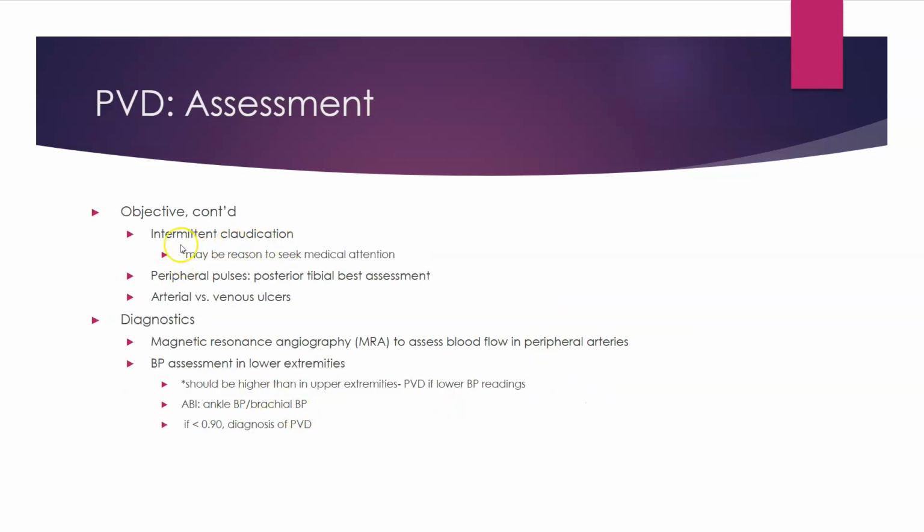Intermittent claudication is one of the big things with this. We talked about that before. Check peripheral pulses, checking the feet and making sure pulses are equal and strong bilaterally, at least a 2+. And then of course look for any ulcerations. For diagnostics, magnetic resonance angiography looks at the blood flow in these peripheral arteries so you can see how much flow they're having. You can do a blood pressure assessment with this, looking at the ankle brachial index. You take the ankle blood pressure divided by the brachial blood pressure, and if it's less than 0.9, then you have the diagnosis of PVD.